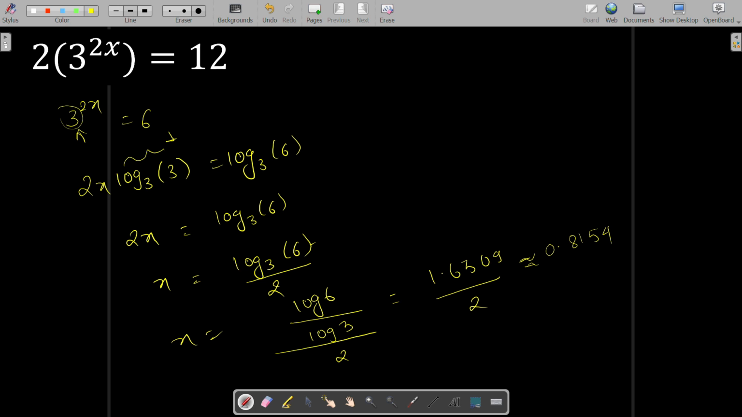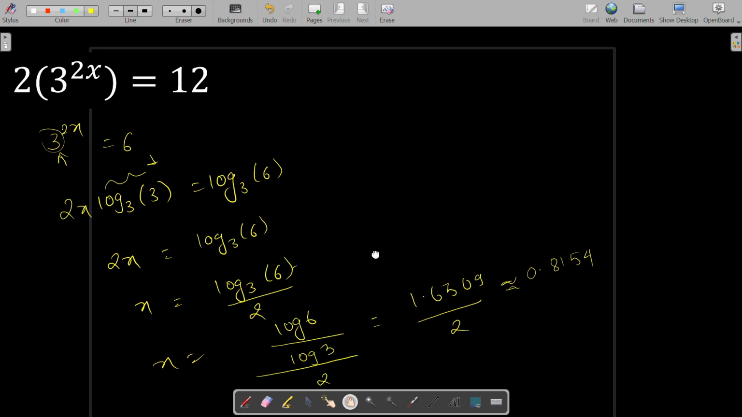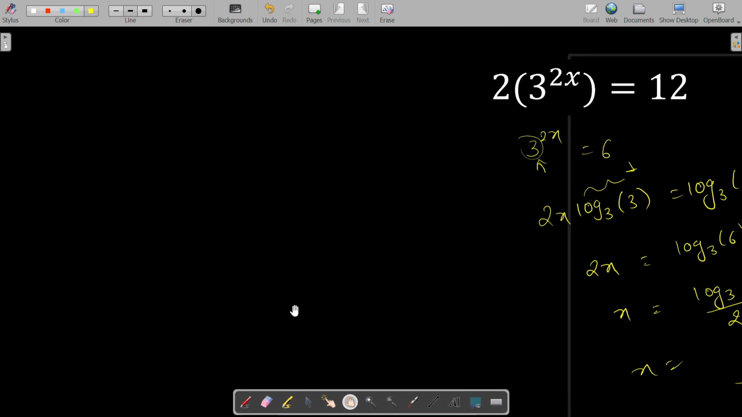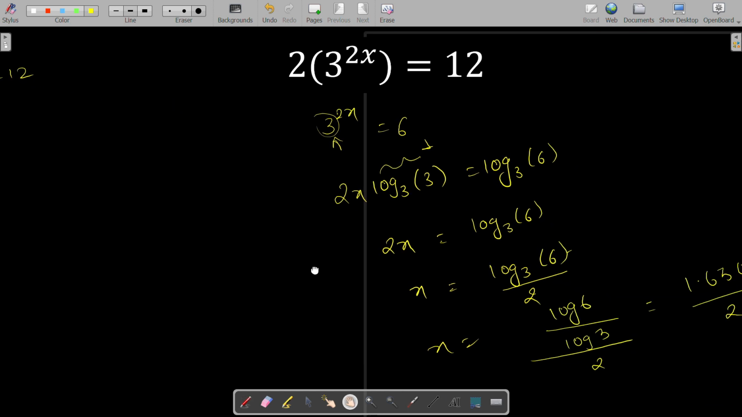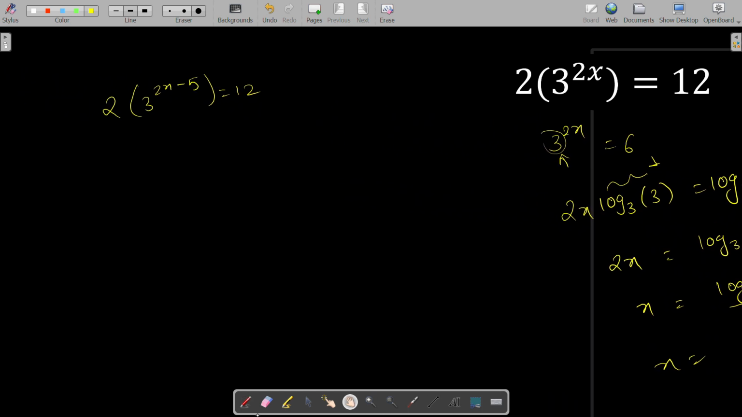But if I slightly change the question, what will happen? Let me drag this to the right hand side so that I will get more space. Now see, if the question was of this pattern, 3 power 2x minus 5 equals 12, then what? Simply, the entire process will be the same. Dividing by 2 will remain the same. 3 power 2x minus 5 equals 6.